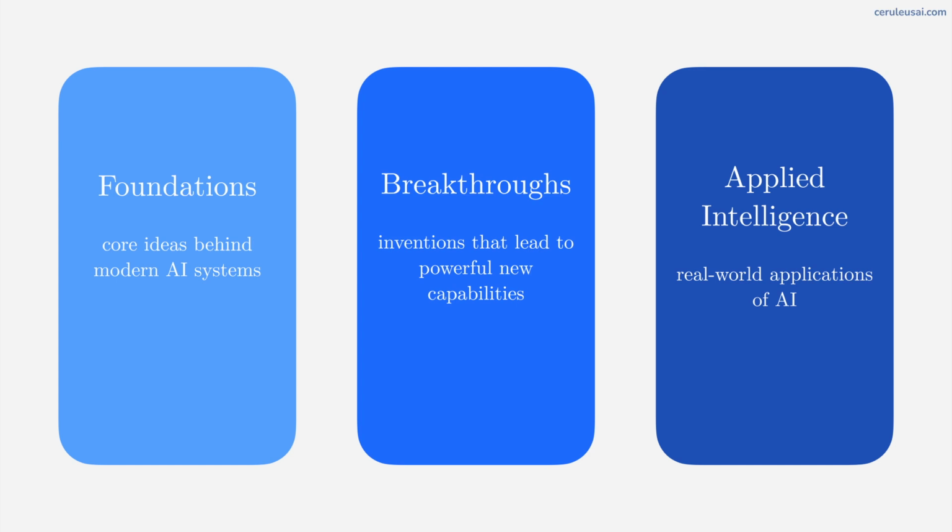Finally, we'll finish things off with applied intelligence. This module is all about real world applications, how to craft effective prompts, build agentic workflows, and consider the impact of AGI on our lives, the job market, and the global economy. We'll discuss not only what AGI could do, but also what it probably won't do, at least for now.